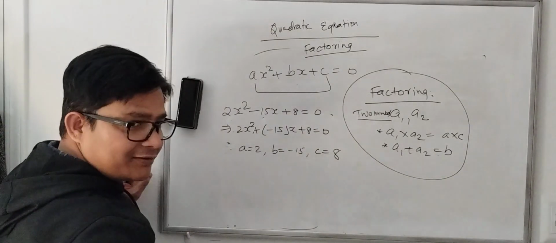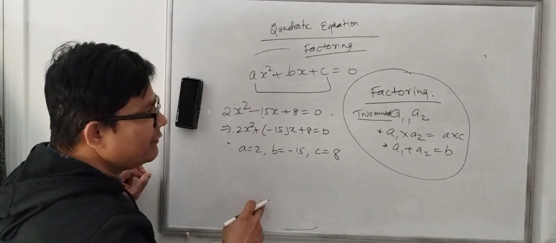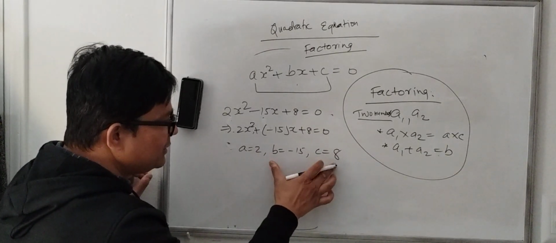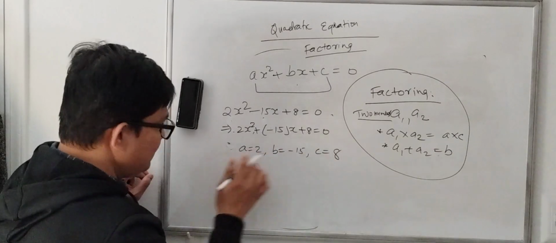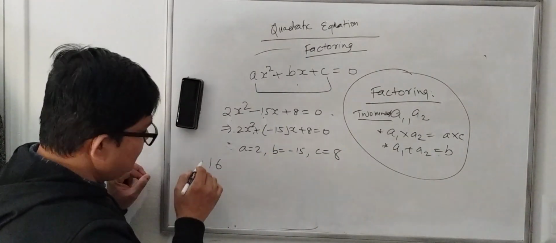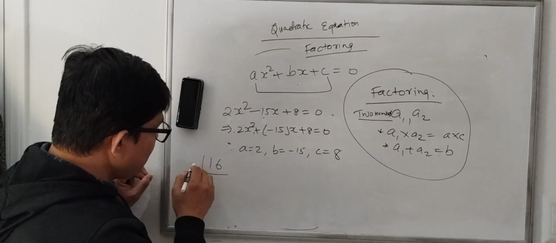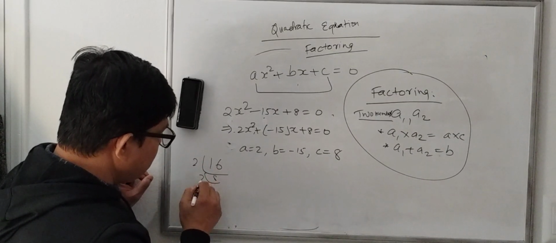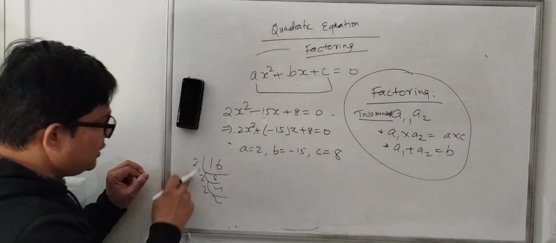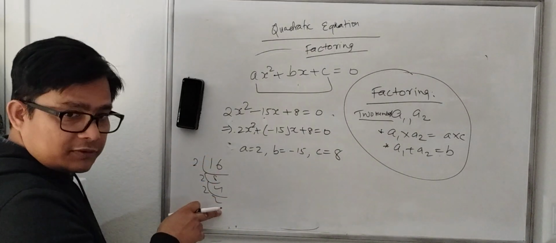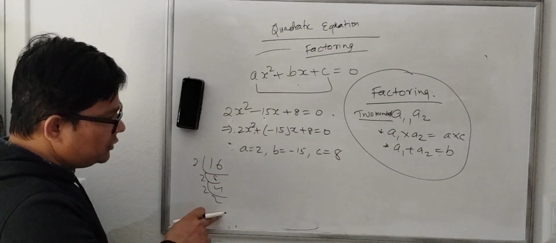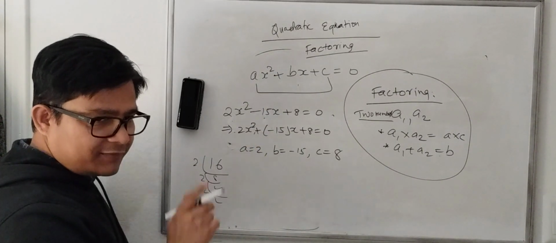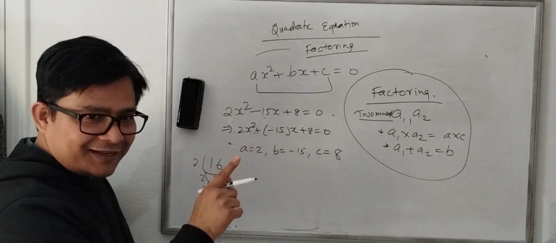Now, what I told you, the shortcut to find A1 and A2: multiply these two numbers. Okay? So multiplying these two numbers will give me 16, and then find all the factors of this. So 2, 8, 2, 4, 2, 2. If you have these, do you see any combination that will give me 15? There is one combination, 16 and 1.